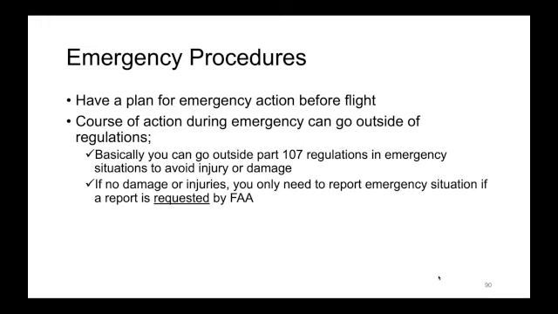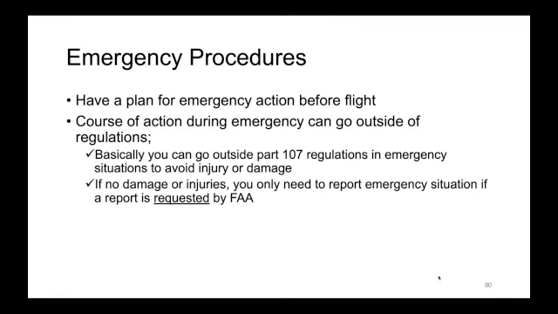Basically, you can go outside of the Part 107 regulation to avoid injuries and damage. So if you're flying at 399 feet and a plane is coming below you and you need to go to 500 feet or 600 feet, you can do that. That is to avoid any type of injury or damage to your aircraft, but most of all, to the manned aircraft that's coming in to you. That is not a reportable offense, unless the two aircraft collided. But you can go outside your Part 107 to avoid that injury and damage.